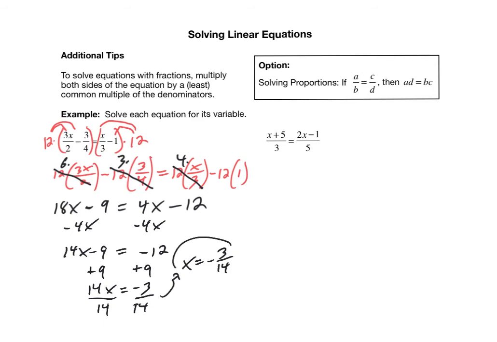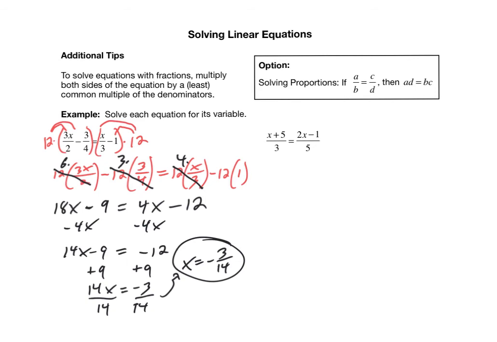Again, don't convert this to decimals. And if the numerator was larger than the denominator, also do not convert it to mixed numbers. Negative 3/14 is a legitimate number itself. We solved our first equation with fractions, and the key here is to multiply through by a common multiple of the denominators to wipe out the fractions entirely.